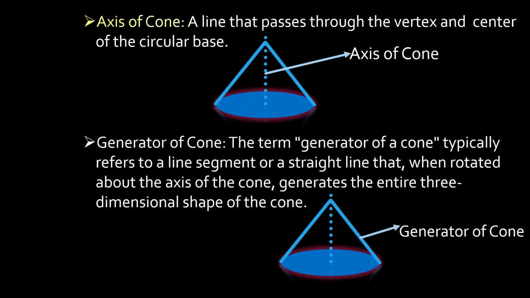Axis of cone, a line that passes through the vertex and center of the circular base. Generator of cone. The term generator of a cone typically refers to a line segment or a straight line that, when rotated about the axis of the cone, generates the entire three-dimensional shape of the cone.